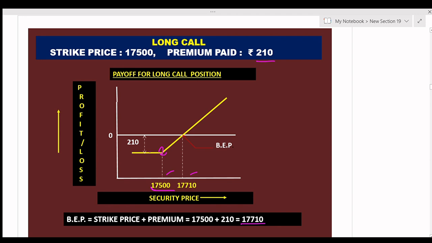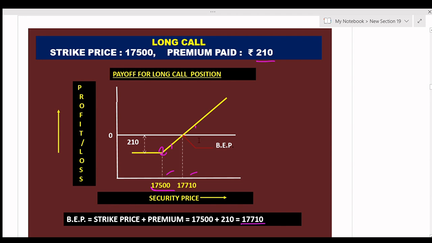So if the spot price is less than the strike price, the trader will incur a loss of 210. He will not exercise his right. If it is higher than the strike price, then gradually the loss will decrease, and at the point of break-even, there will be no loss, no gain. If it exceeds the break-even point, then he will gain.